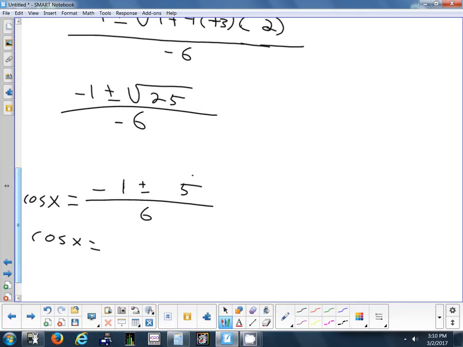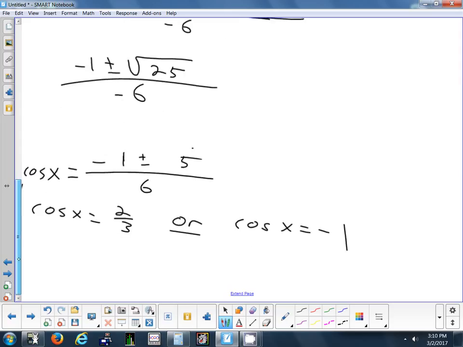What's negative 1 plus 5? And what's 4 divided by 6, just as a fraction? 2/3. What's negative 1 minus 5? And what's negative 6 divided by 6? Negative 1. All right, so it looks like we're going to get answers from both parts. The first one is a negative, yes, negative 2/3.